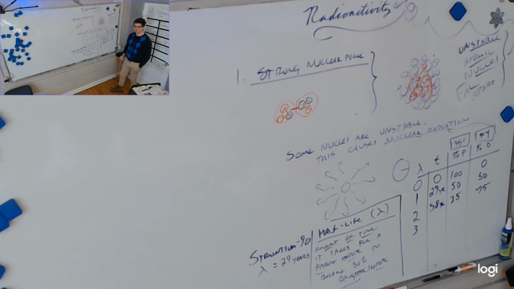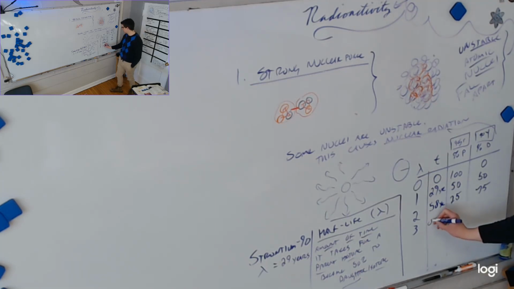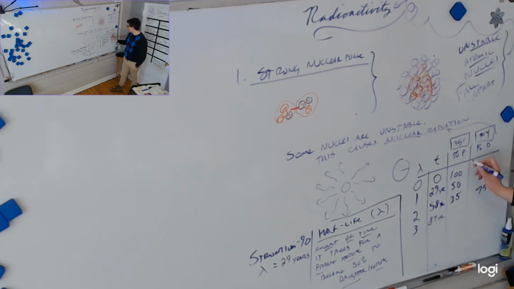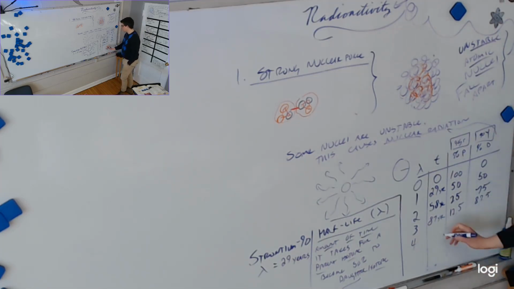70 something, like 87. 87 years. How much of it is parent? 12.5%. And how much is daughter? 87.5. Good. We're going to do one more. At half-life 4, how much time has passed? 106. Okay. Percent parent? 6.2. I'll just give you this one, 93.75.